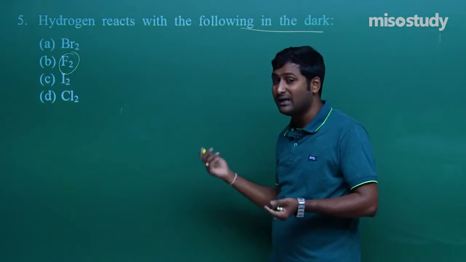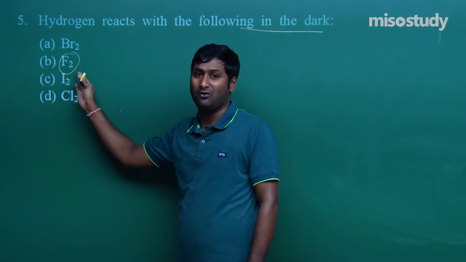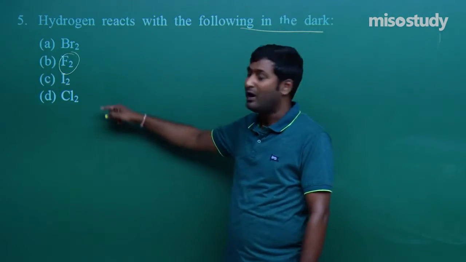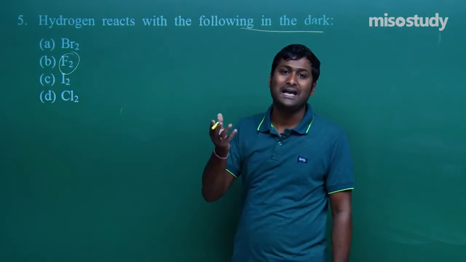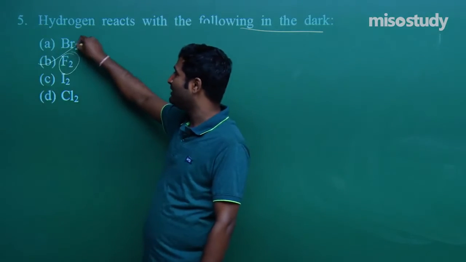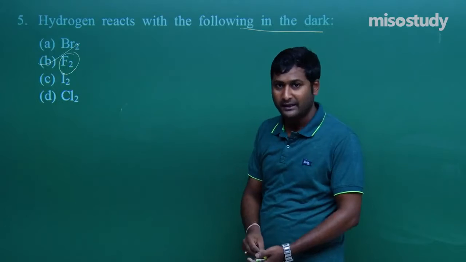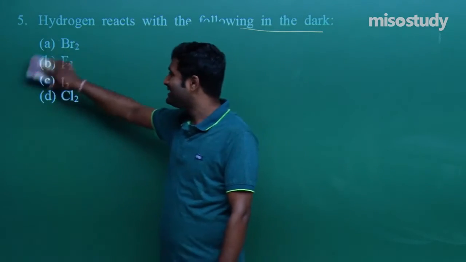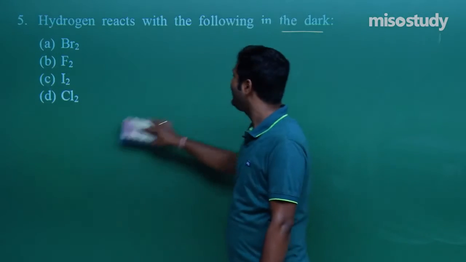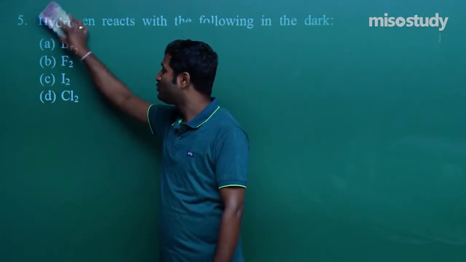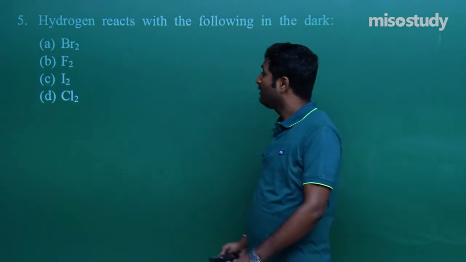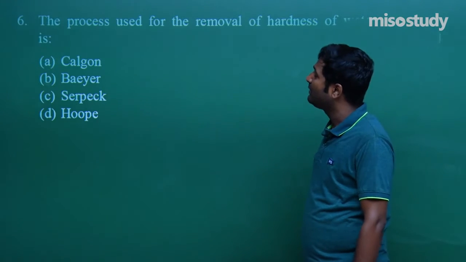So in this case, which one is more reactive? Fluorine, with high electronegativity. Do you remember this? So hydrogen does not require any initiating agent to react with fluorine. So the answer will be B, fluorine. Clear to you, friend? Now this question is a completely theory-based question. It does not require any calculation. It just requires going through the syllabus, going through the chapter. Okay, friend. Now let's move to question number 6.